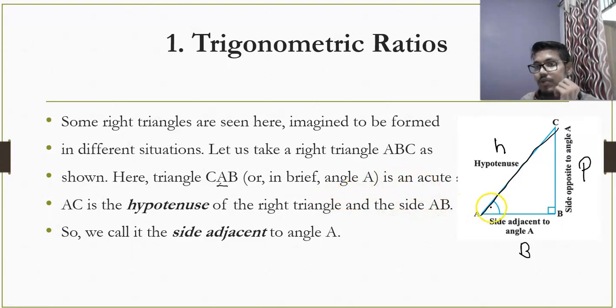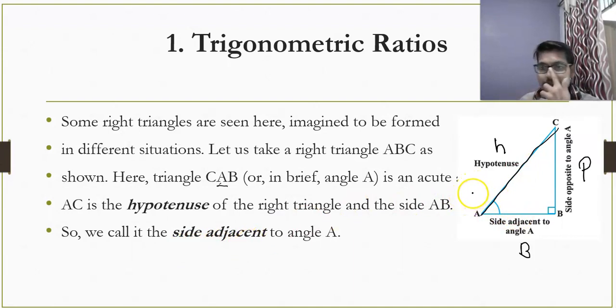It is an acute angle. We know the complete triangle ABC is a right angle triangle. The angles which are below 90 degree are called acute angles. Below 90 degree means the angles which are less than 90 degree are called acute angles. So here I will also tell you AC is the hypotenuse, and the side AB we call the adjacent side of angle A.